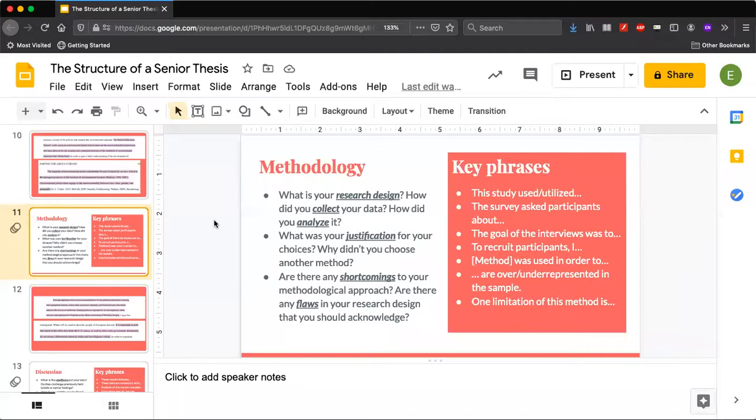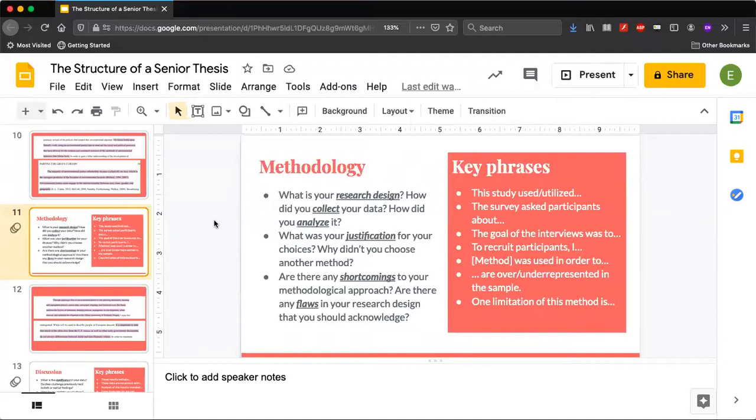Why didn't you choose another method? Why did you think that the one that you chose was the most suitable, the best one to use? And are there any shortcomings to your methodological approach? Are there any flaws in your research design that you should acknowledge, right? So maybe there's something that you can't help that might create some skewing that you should acknowledge at the beginning.